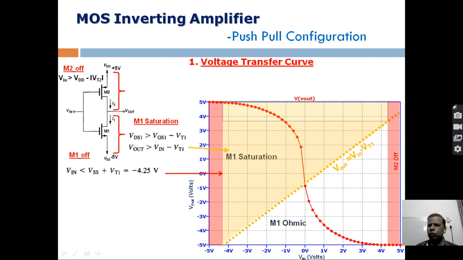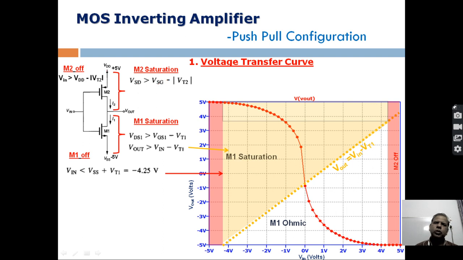So this M2 is off here in this region, M1 is off in this region, and between these two red blocks, everywhere here M1 and M2 are both in the on state, right? So now let's see the condition for M2 to be in saturation. The same condition we are writing here, drain source voltage greater than Vgs minus Vt, but here instead of writing drain source we are writing it as source drain voltage and source gate voltage.